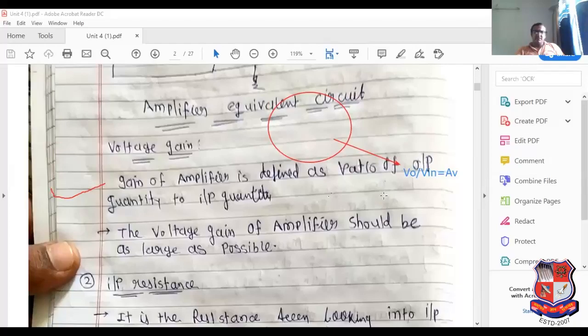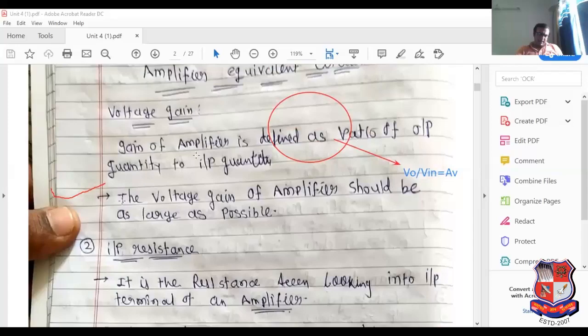The gain of an amplifier is defined as the ratio of the output quantity to the input quantity. And what is the main requirement of an amplifier? The voltage gain of an amplifier should be as large as possible. It is the fundamental requirement of any amplifier. Why? Because the amplifier can be used in the public address system.